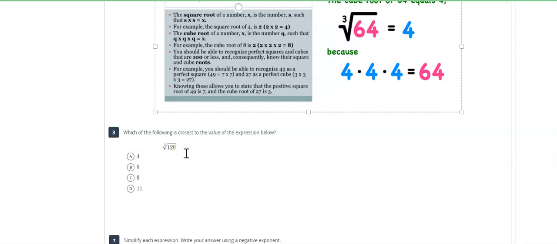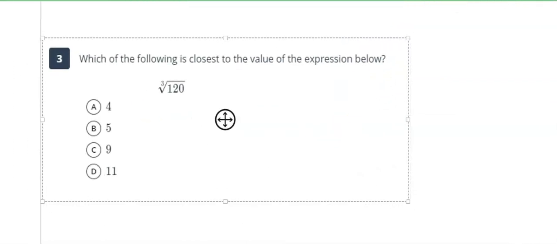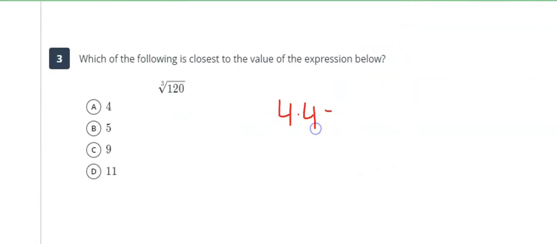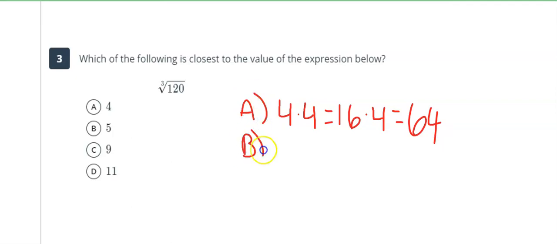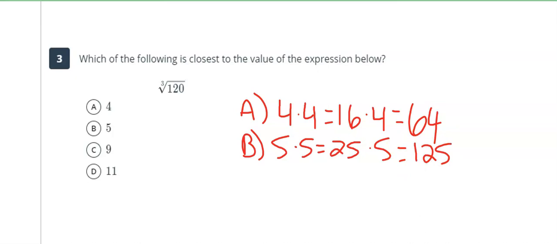So if I do this out, I could start with 4, because 4 is A. Let me zoom in. If we do 4 times 4 is equal to 16, and 16 times 4 is equal to 64. So that's for A. For B, 5 times 5 is equal to 25, and 25 times 5 is equal to 125. So right now B is closer.